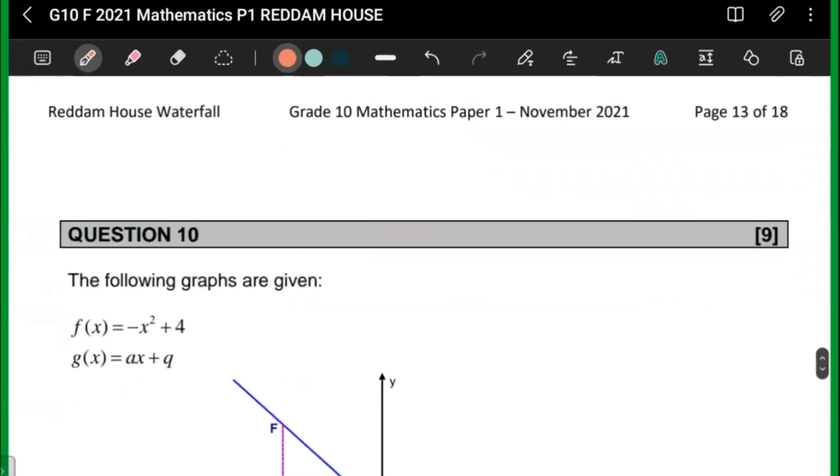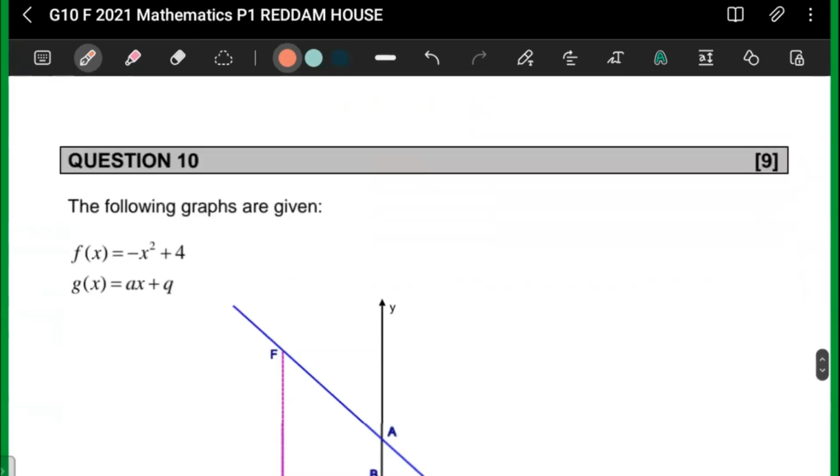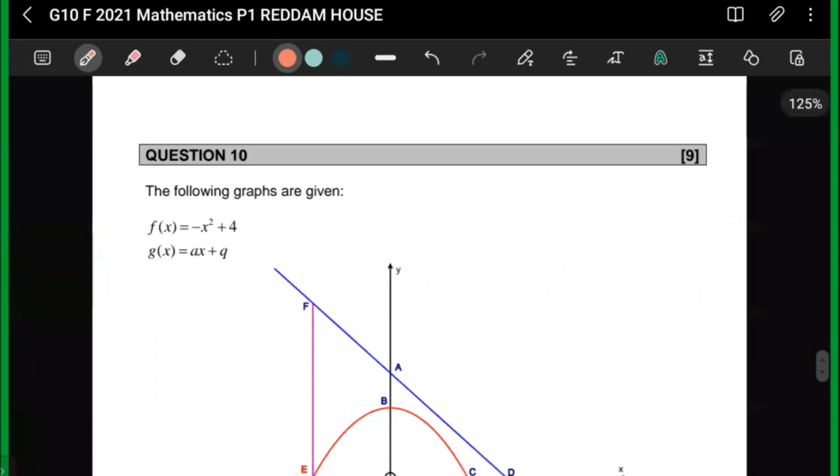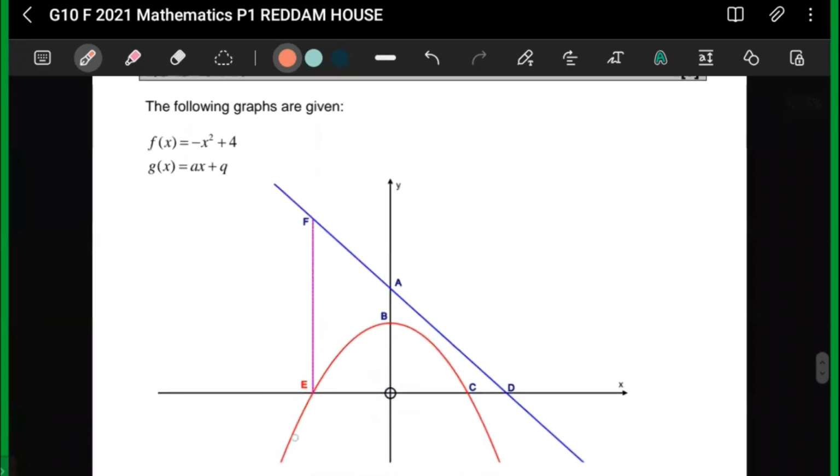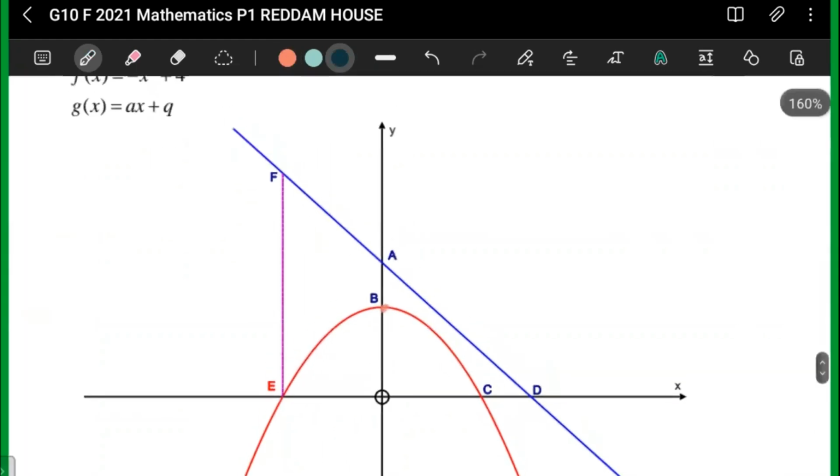Question 10. It says the following graphs are given. You have a negative parabola, and you have a straight line. For the straight line, you're given no equation. For the parabola, you're given an equation. The thing with our parabola is that they have given us the y-intercept, which is a positive 4. That's obviously useful.